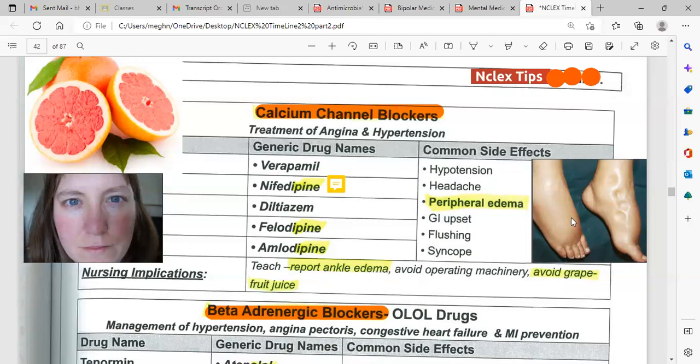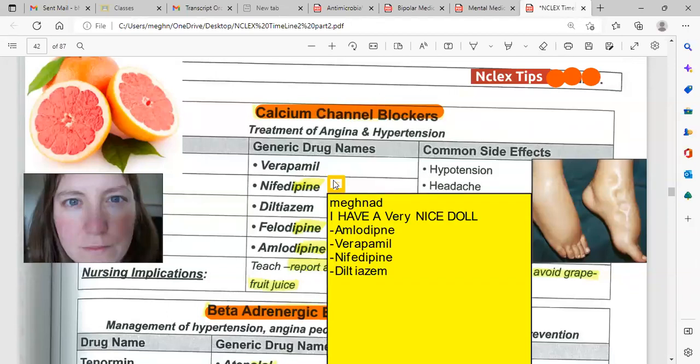So you see this is the feet in the picture. It is swelling of the legs, and when the healthcare provider examines, they put pressure over there, a depression occurs. It looks like the patient has a severe edema. It is called peripheral edema because of calcium channel blocker. It can cause GI upset, flushing. You see in this picture, it is facial flushing, and also syncope.